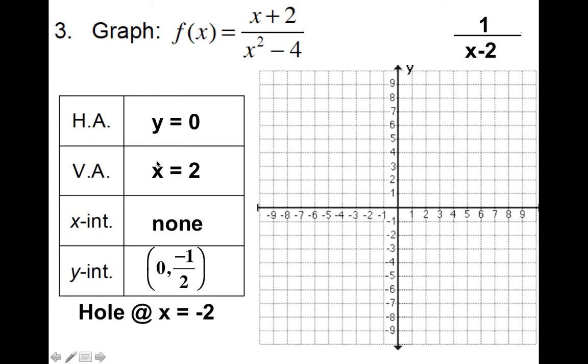So to graph this, we have a horizontal asymptote of y equals 0, a vertical asymptote of x equals 2. We don't have an x-intercept. We have a y-intercept of 0, -1/2. Should be up a little bit. Then you have a hole at x equals -2. So I'm going to draw in a vertical line here. What that means is as the graph gets close to that line, this is going to make an open circle. So this is just a placeholder to remind me to make an open circle on the graph here.